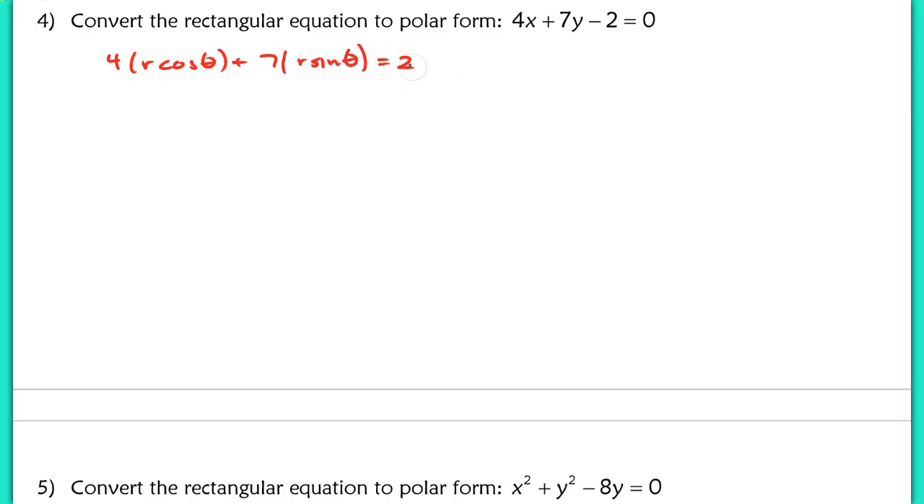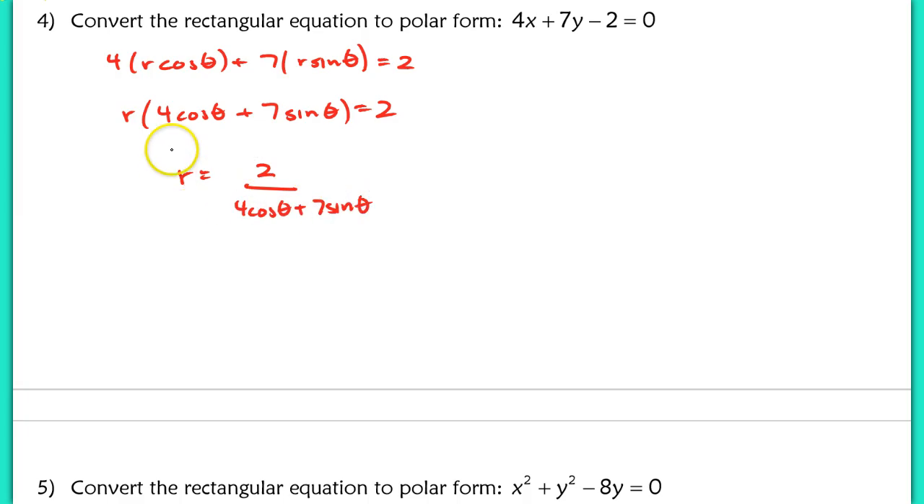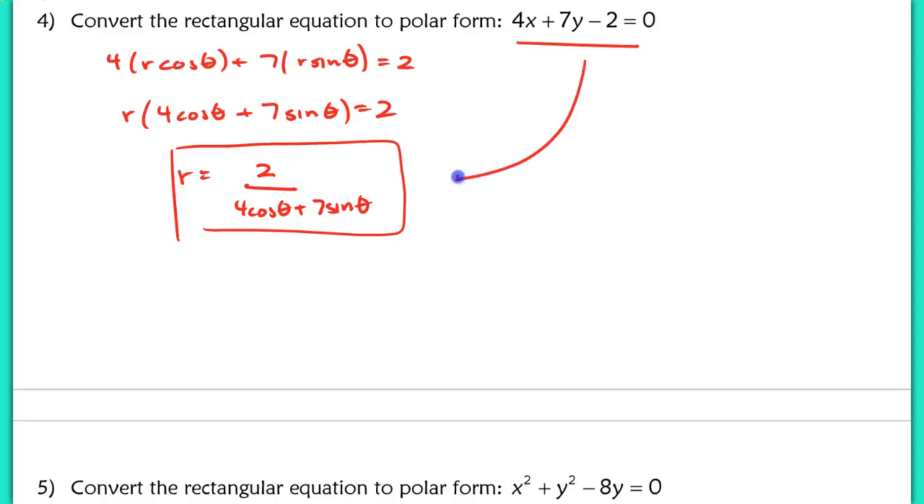Then I'm going to factor out the r. If I factor out the r, I'm left with 4 times the cosine of theta plus 7 times the sine of theta. And then I can isolate r all by itself here if I divide out that 4 cosine theta plus the 7 times the sine of theta. So now I have r isolated, so r is equal to 2 over 4 times the cosine of theta plus 7 times the sine of theta. So this is this rectangular equation here in its equivalent polar form.